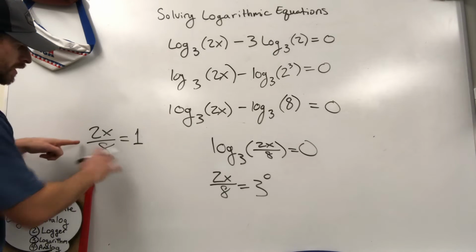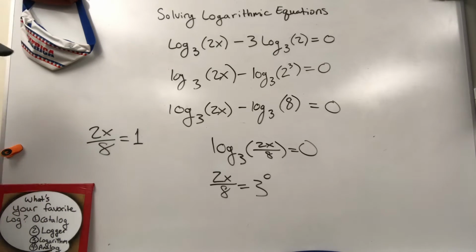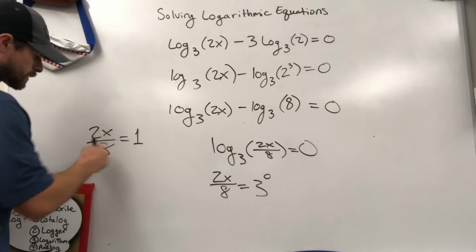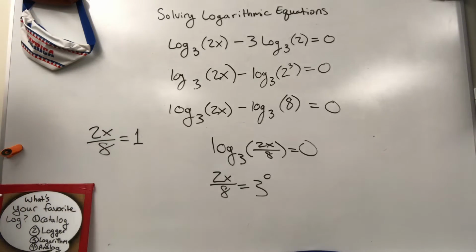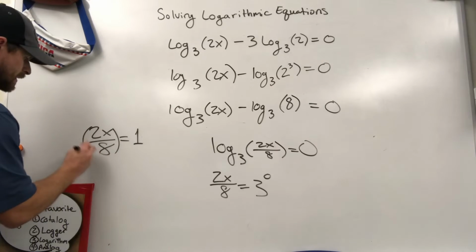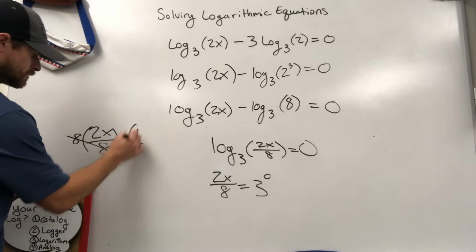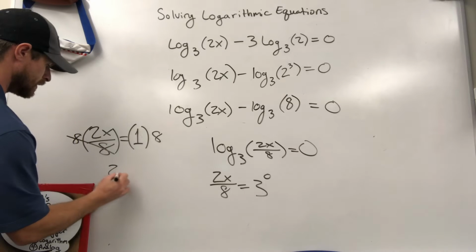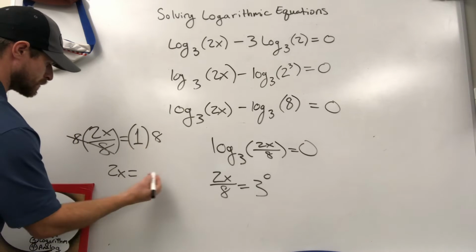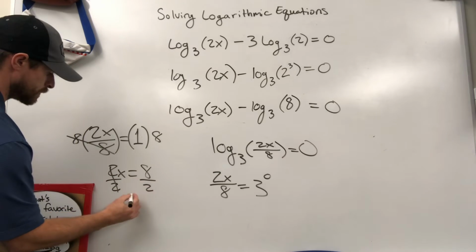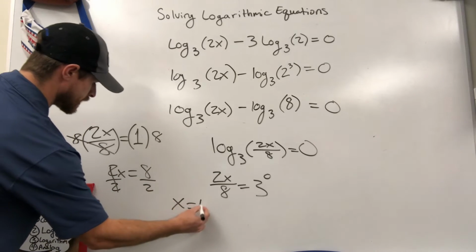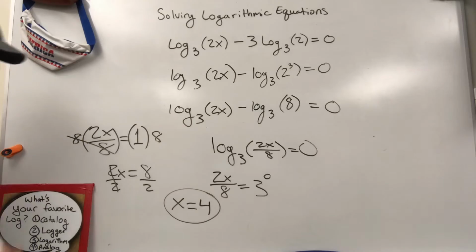Now we need to solve this equation. This is just a two-step equation where we can multiply by the reciprocal. That's one option. Or I could just multiply times 8, which cancels the denominator. I'm left with 2x equals 8 times 1, which is just 8, divided by 2, divided by 2. Final answer is x equals 4.